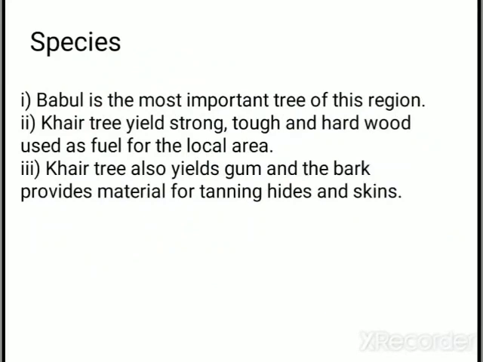Some of the species: babul is the most important tree of this region. Kair tree yields strong, tough hardwood used as fuel in the local areas. Kair tree also yields gum, and the bark provides material for tanning hides and skins.